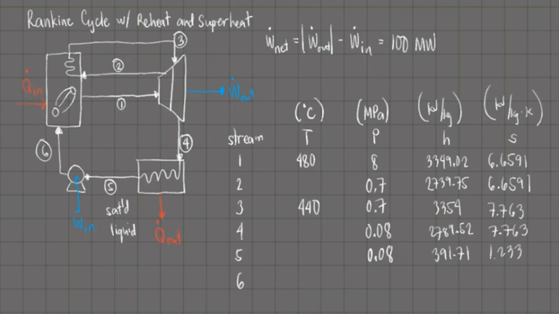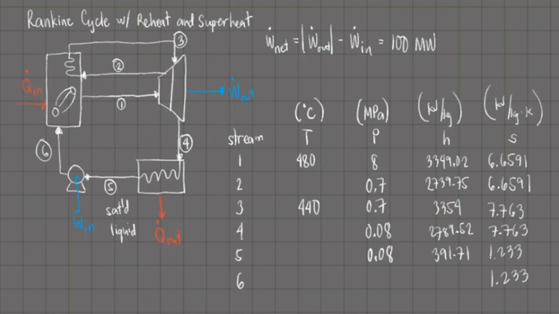Why is this value important? That's because streams 5 and 6 are the inputs and outputs of the pump. And if we are assuming that the pump is operating isentropically, we can say that the entropy of stream 6 is also 1.233 kilojoules per kilogram per Kelvin.